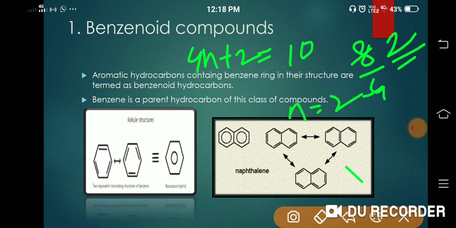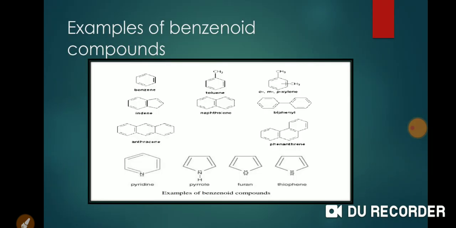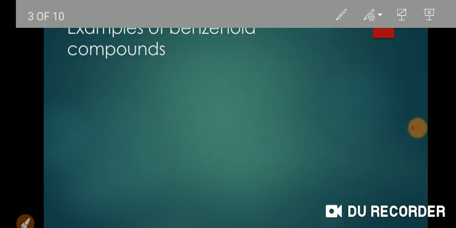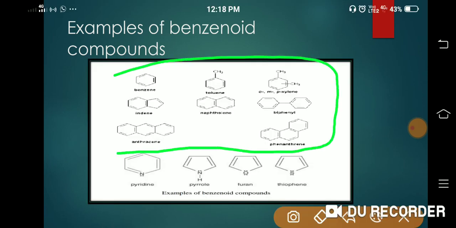Also they have 3 resonating structures and this is a resonance hybrid of naphthalene. Also it is a cyclic planar conjugated system following Huckel rule of aromaticity. The naphthalenes, that is the benzenoid compounds, are aromatic in nature. Here are some examples of benzenoid compounds, such as indene, naphthalene, biphenyl, anthracene, phenanthrene, etc.